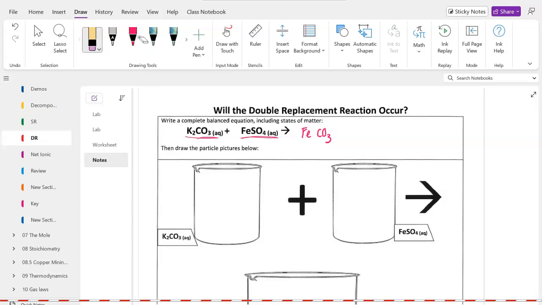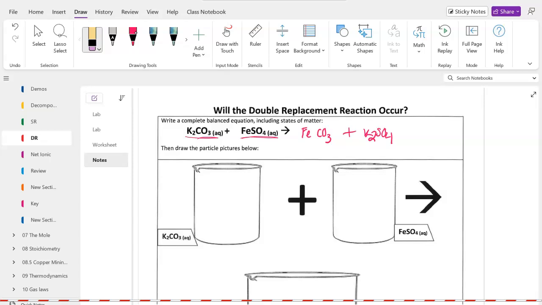They go away. The other product I'm going to have is when potassium, the +1 charge, bonds with sulfate that has a -2 charge. Now these charges do not cancel out, so I need a subscript of 2 with potassium, and then they go away.